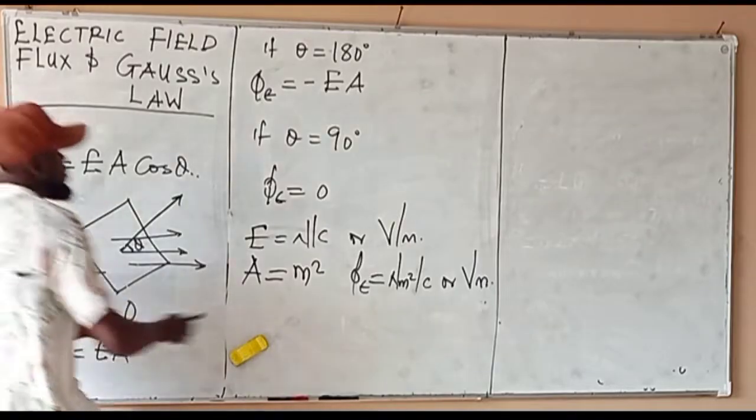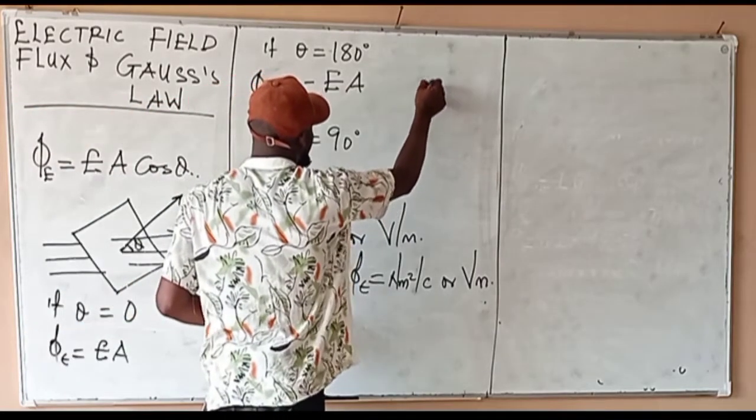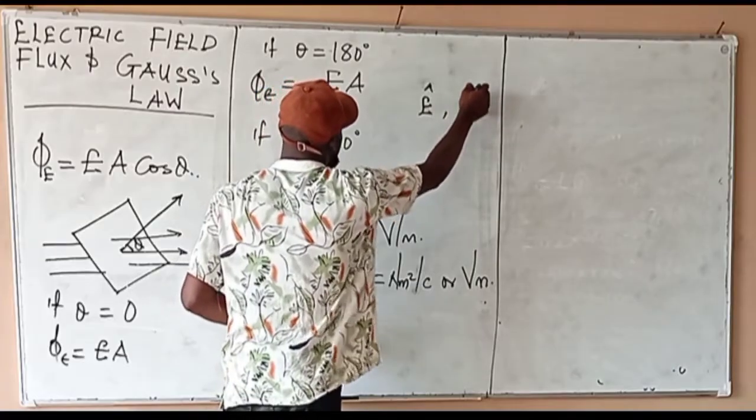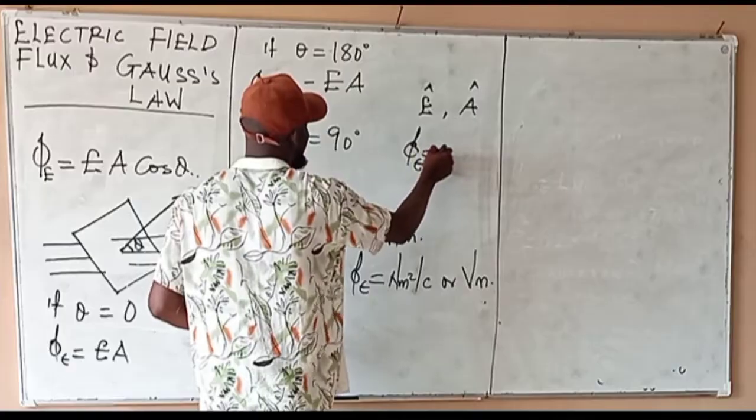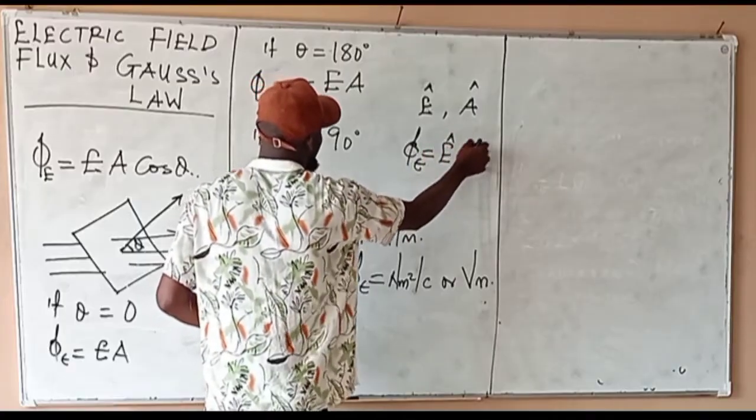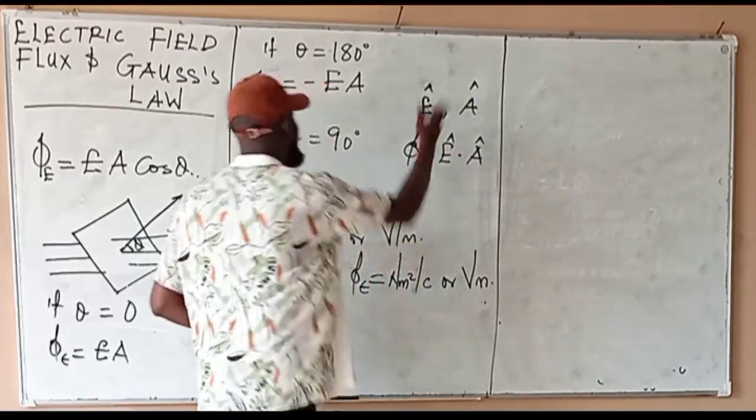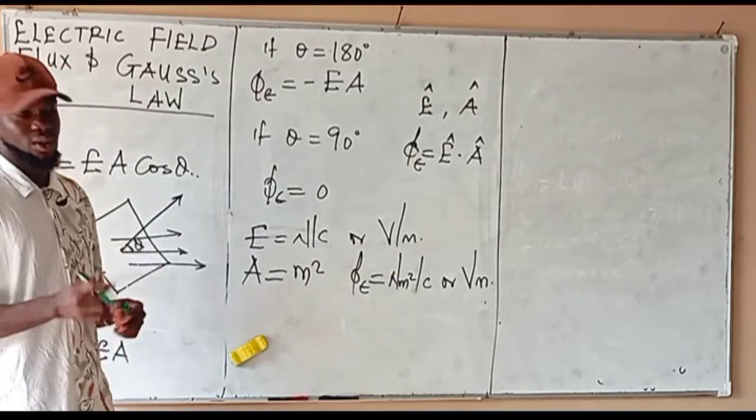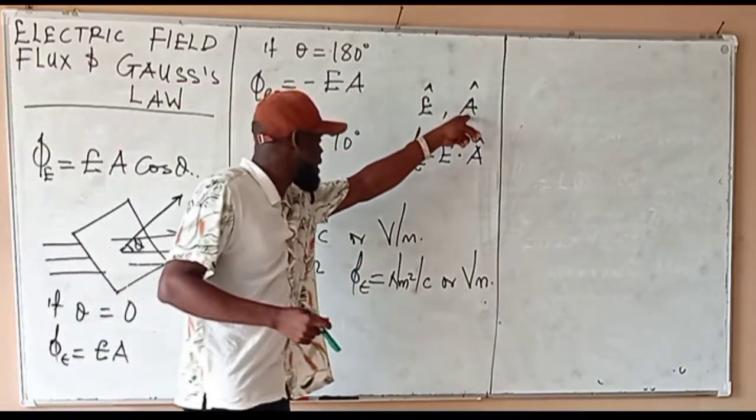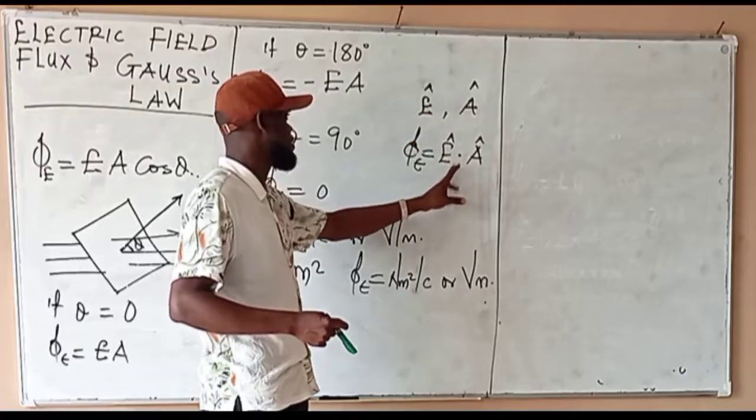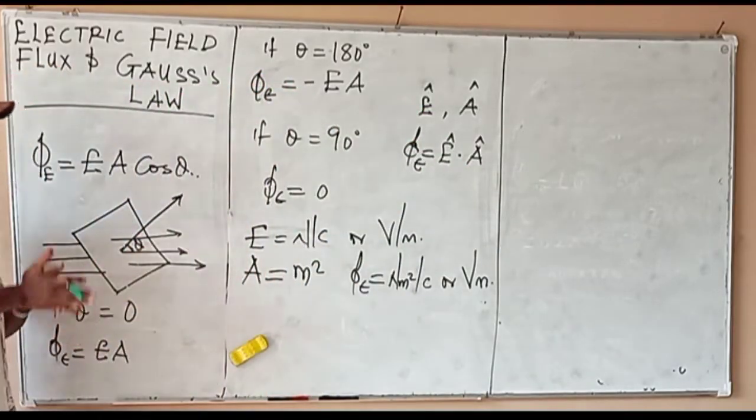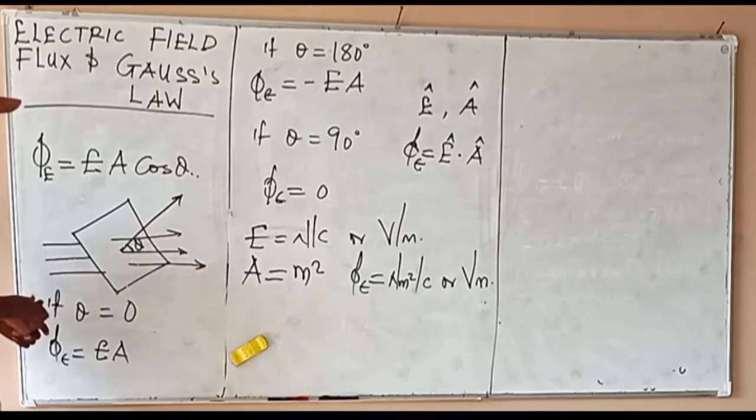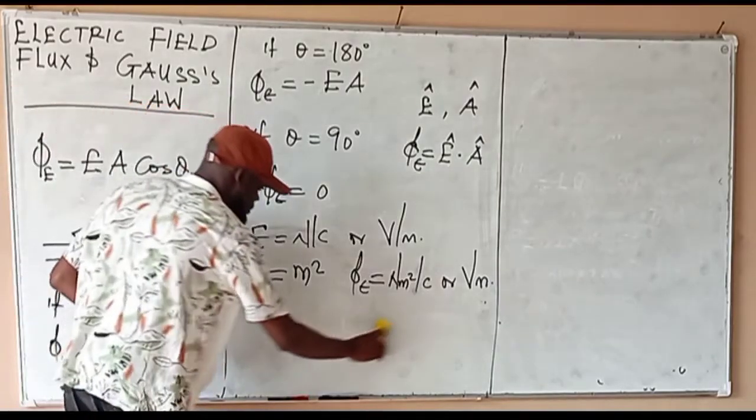If I give you the electric field as a vector, and I give you this area also as a vector, you can just take your electric field flux as the dot product of the electric field and this area you are seeing here, if both of them are given as vectors. I just take the dot product of the two to get your electric field flux. The electric field flux is a scalar quantity. Take note of that. It's very, very important.